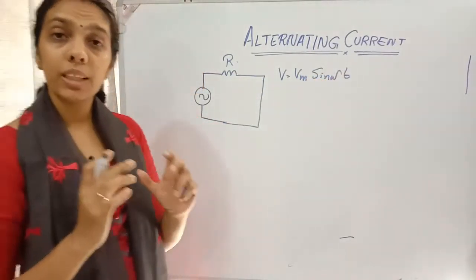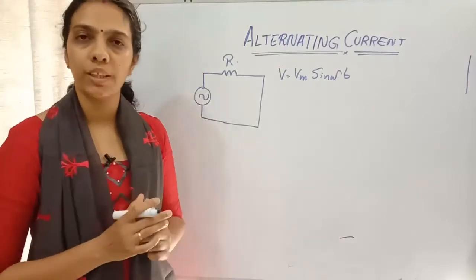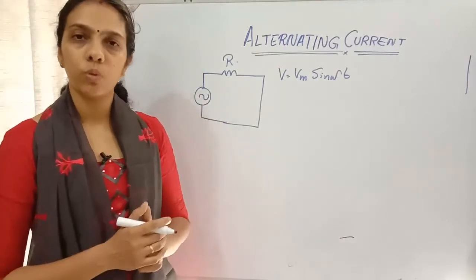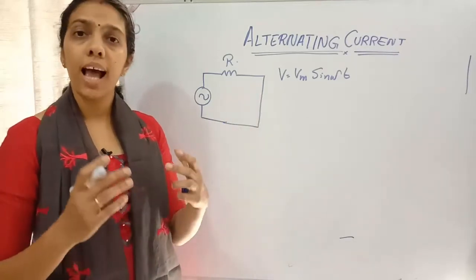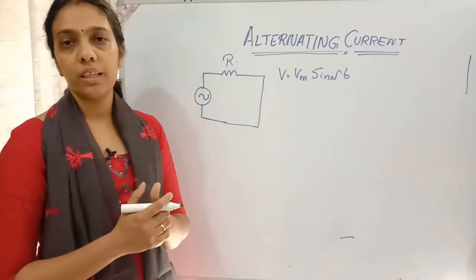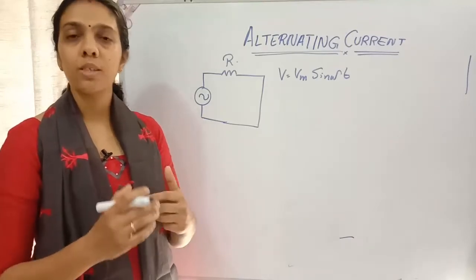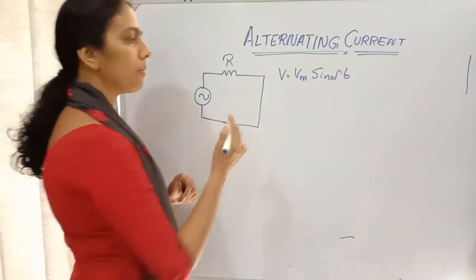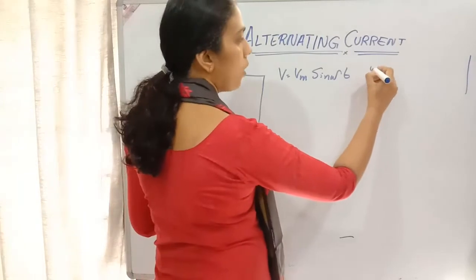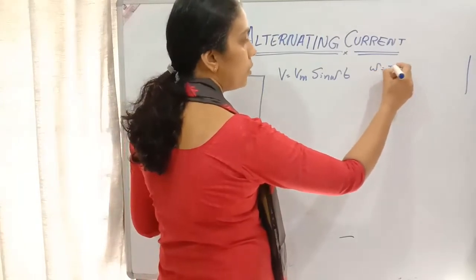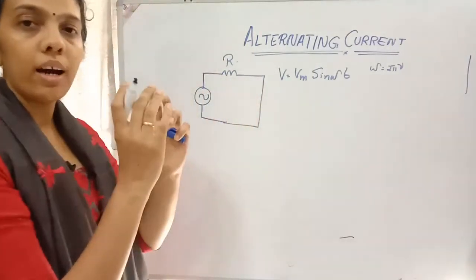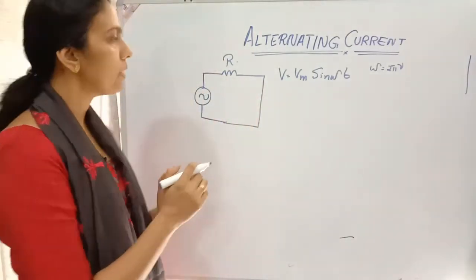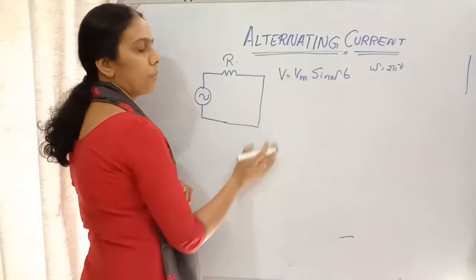What is meant by Vm? The maximum value or peak value of voltage is given as Vm. Omega is the angular frequency. How do we find the value of omega? Omega equals 2 pi into nu. This omega t is the phase term. V equals Vm sin omega t.